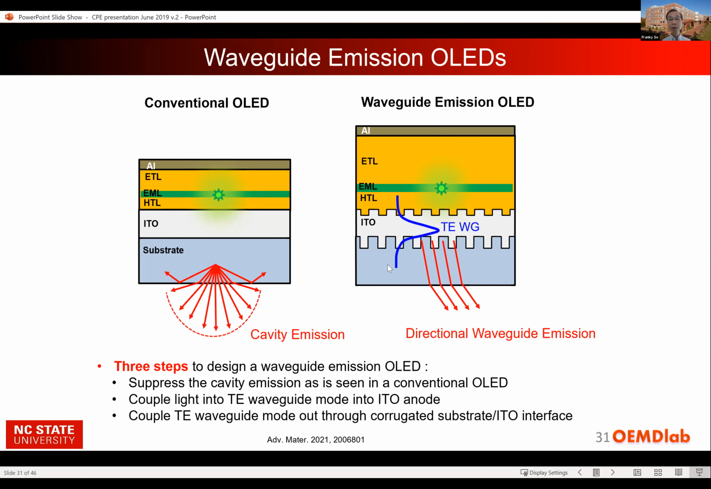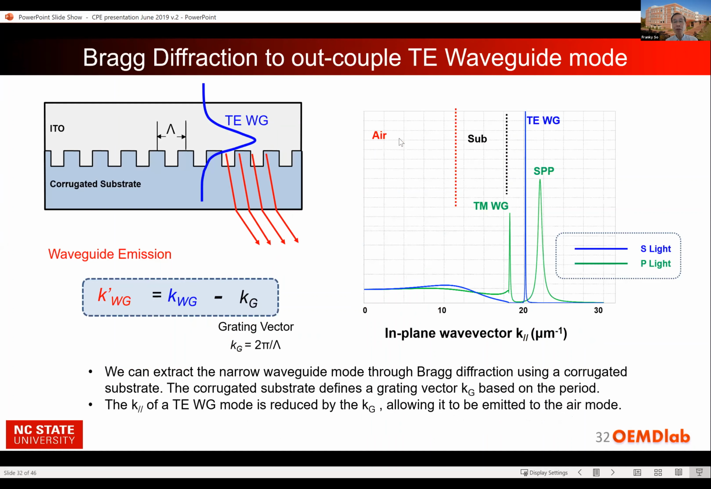We want to couple only the TE waveguide mode, but not other modes. Now, how do we do that? So let me explain this one more time using this figure. So now we make an OLED. So just ignore the rest of the photonic structure. Just look at ITO and the corrugated substrate with a grating, okay, with a periodicity of capital lambda.